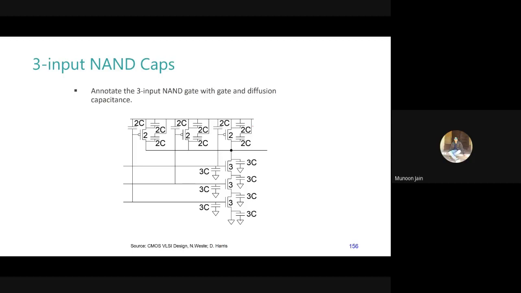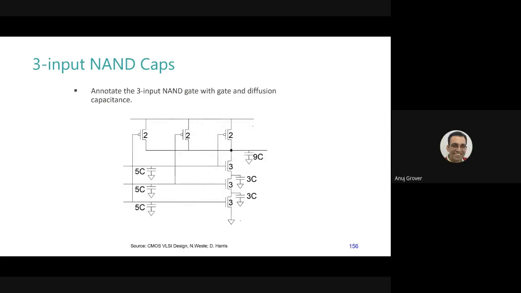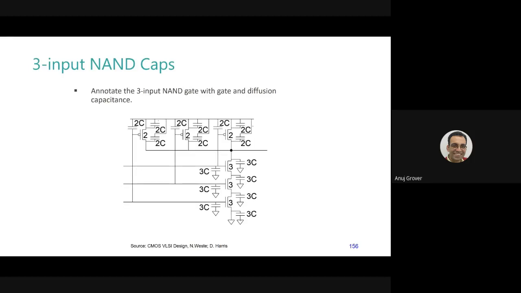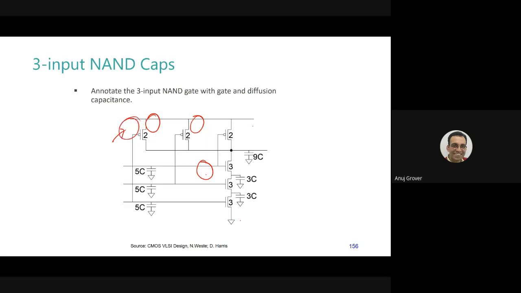Hello? Yes, sir. Okay. So effectively, what I've done, this capacitance has no significance, this capacitance has no significance. So there is this capacitance, there is this capacitance, and there is some capacitance from here. Oh, sorry, this is not the input capacitance. So there is this capacitance and there is this capacitance at the input. So my inputs effectively have a 5C capacitance.